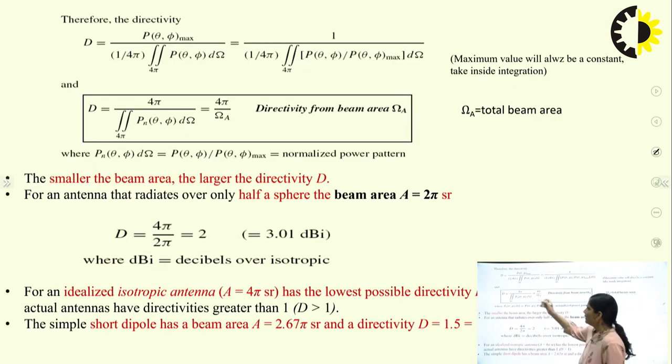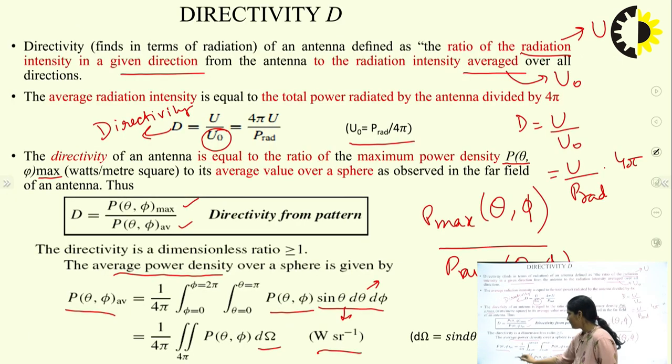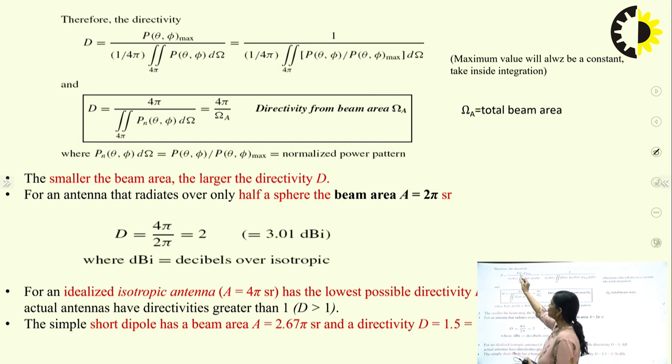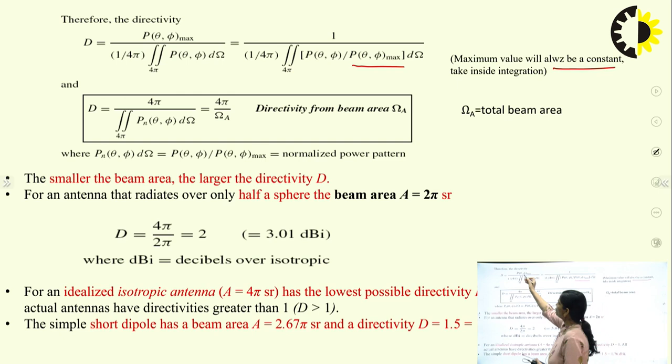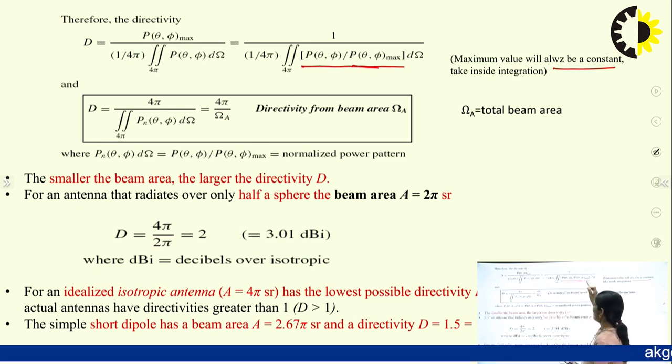Now, directivity is equal to P max upon P average. P average was already discussed in the previous slide: P average is equal to 1 upon 4 pi integration P theta phi d omega. So, put this value of P average in this formula, D is equal to P max upon P average. Now, the maximum value will always be constant, so you can take it inside this integration. You can divide P theta comma phi max in numerator and denominator and you will get this value, right?